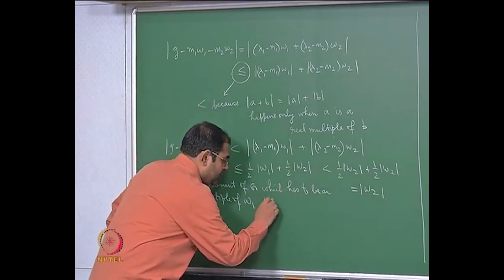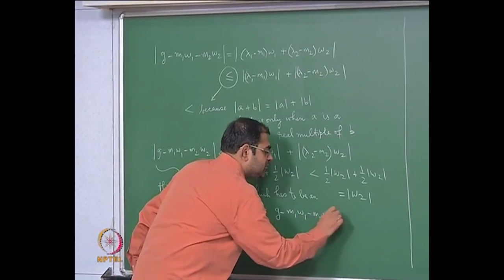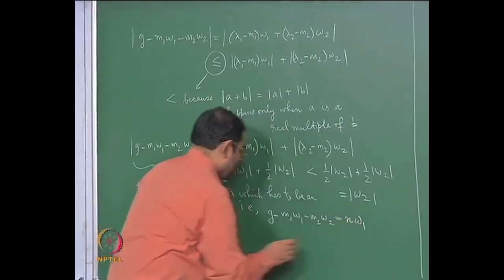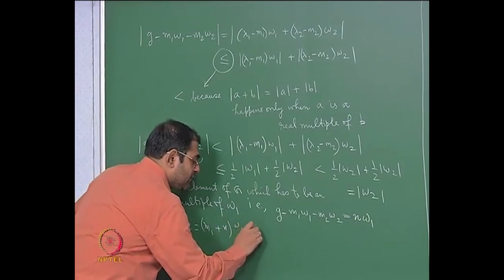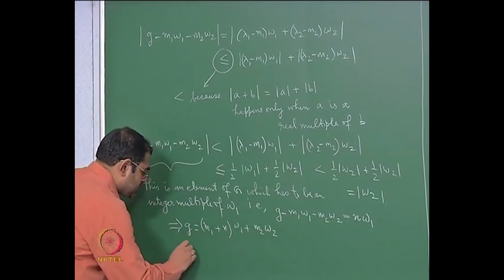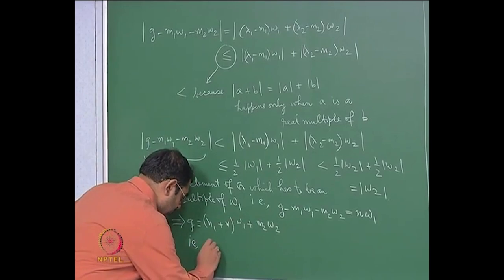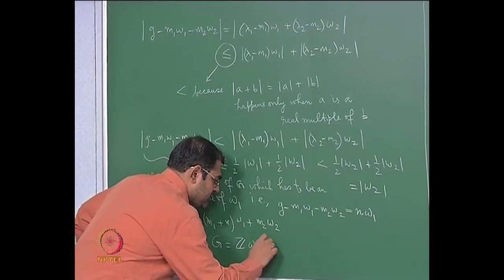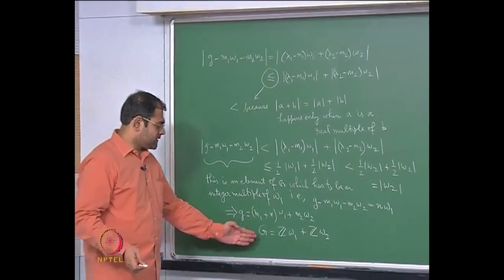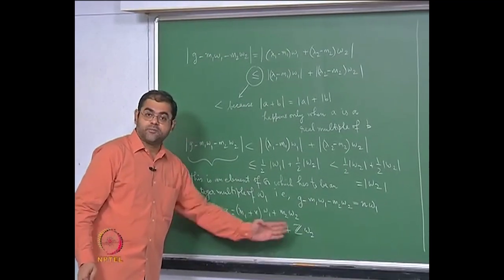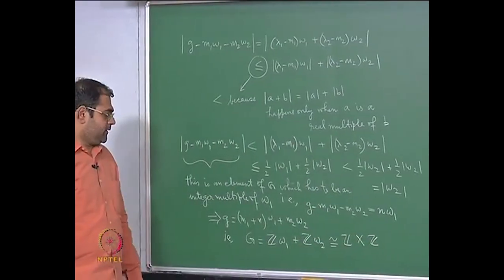So it is an integer multiple of omega 1. If I write it down, g minus m1 omega 1 minus m2 omega 2 is, say, some n times omega 1, and this will tell you that g is actually m1 plus n times omega 1 plus m2 times omega 2. In other words, g is an integer linear combination of omega 1 and omega 2, and therefore g is actually Z times omega 1 plus Z times omega 2, as we wanted. So that finishes the proof of this claim that g is just the group of integer linear combinations of omega 1 and omega 2. And of course you must realize that this is isomorphic to Z cross Z as a group under addition. So that finishes the proof of the claim.